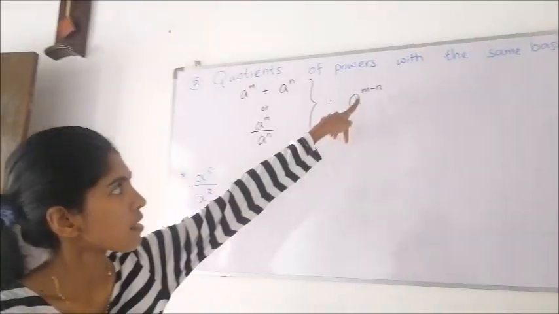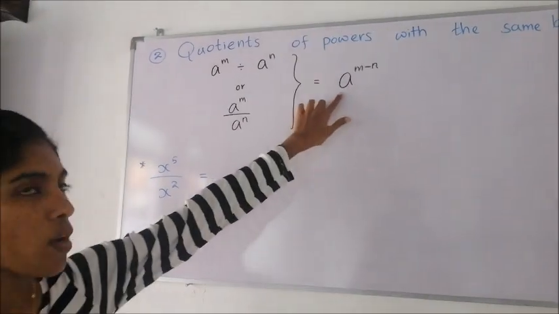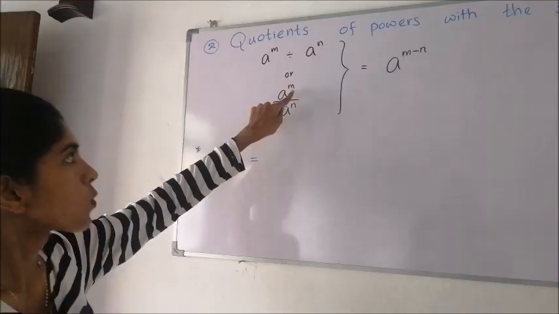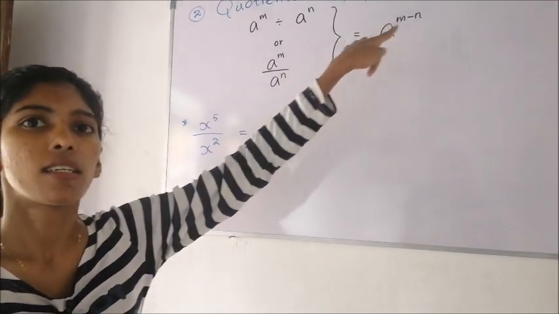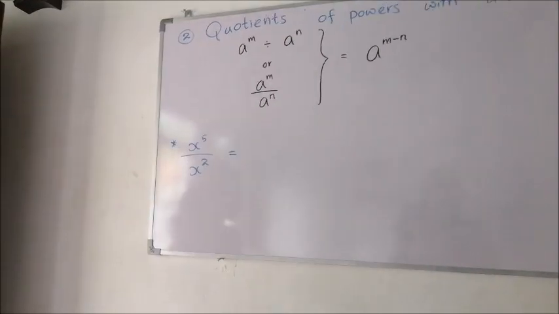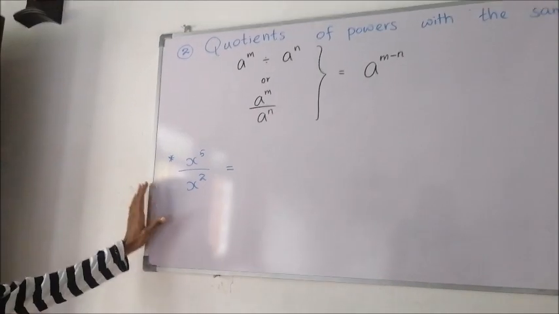Right? See, I have written same base. So I have written a here. So from the top index, I have subtracted the bottom index. Right, we will see how it happens.